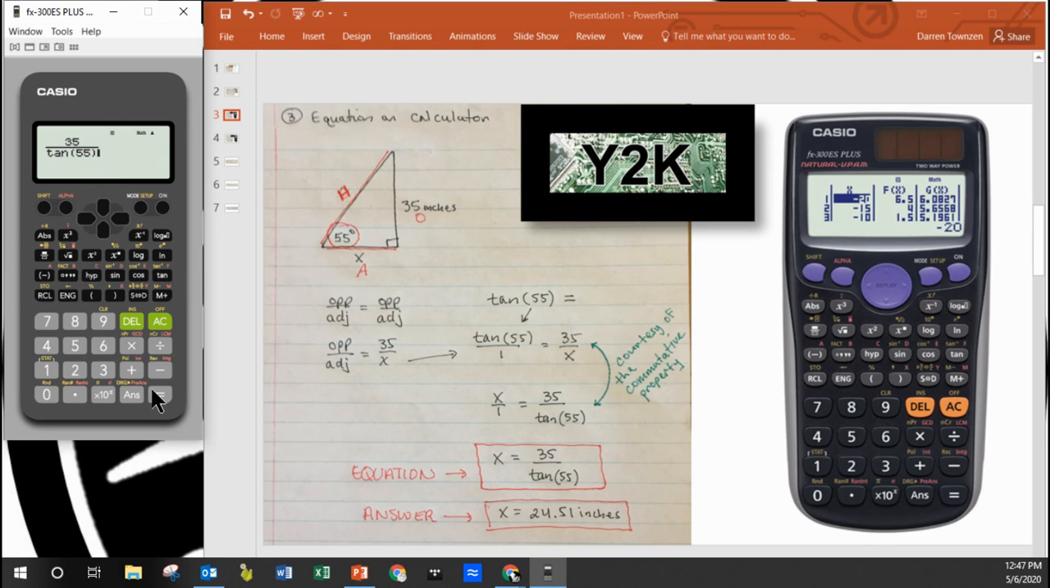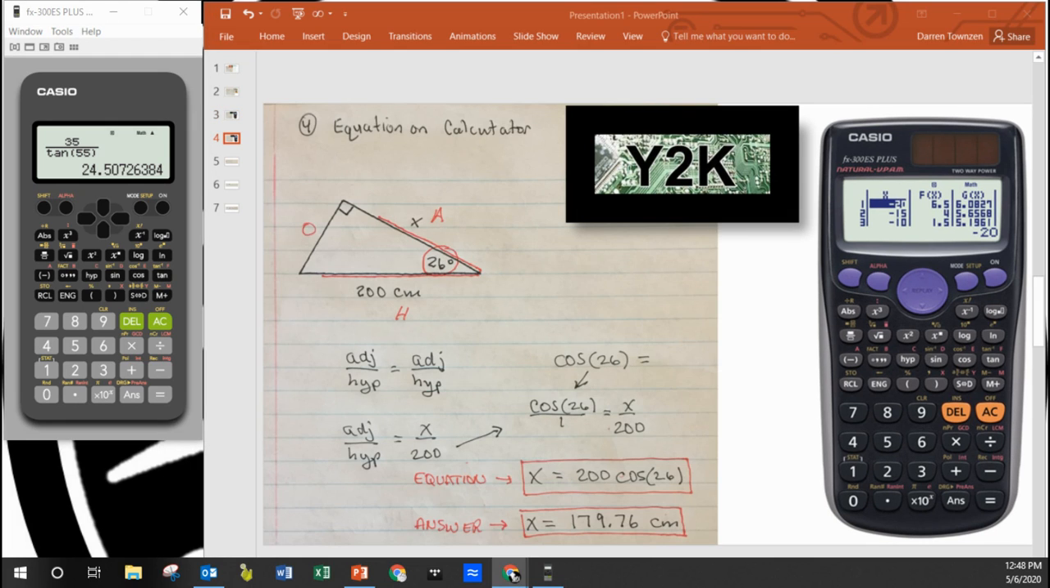So if I press the equal button, I get 24.507. So the answer to this problem for the length of the adjacent side is 24.51 inches.